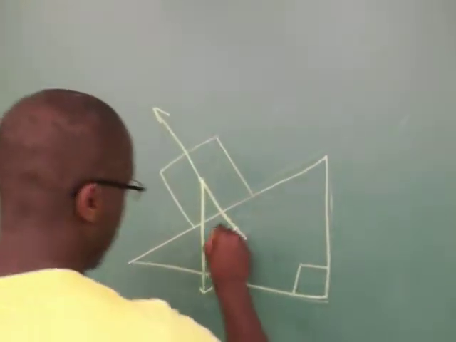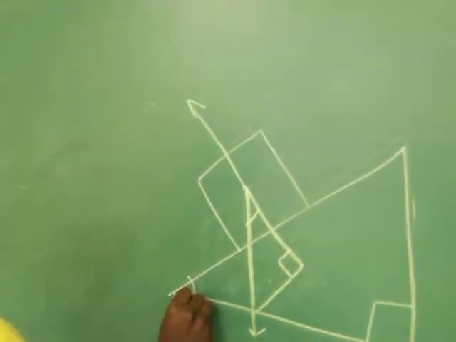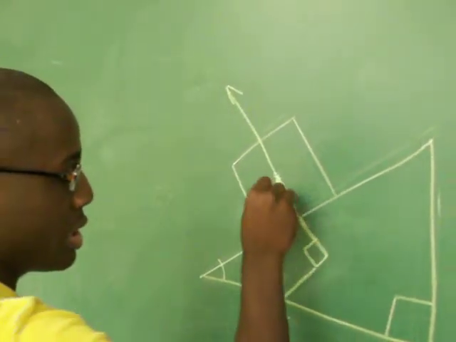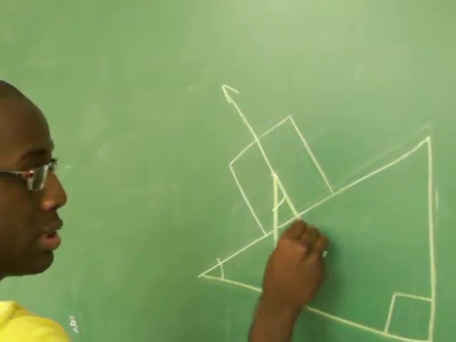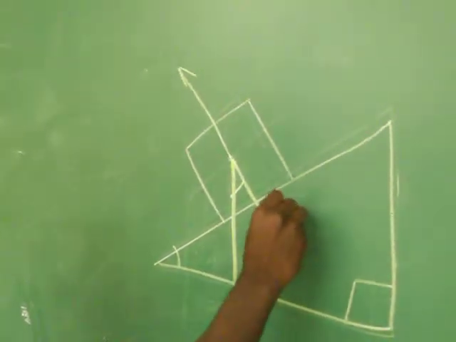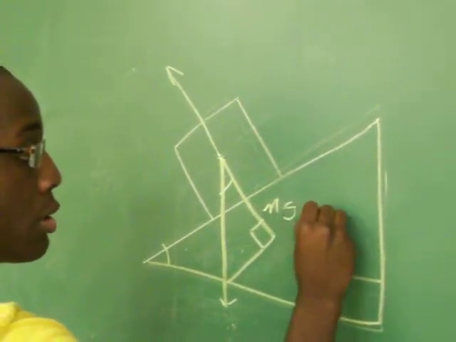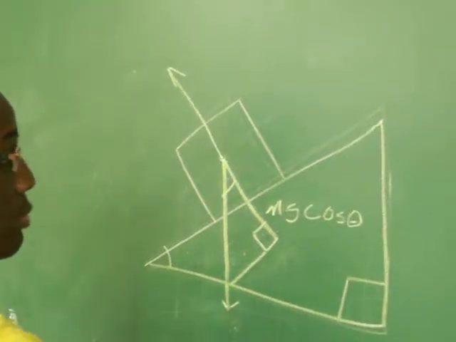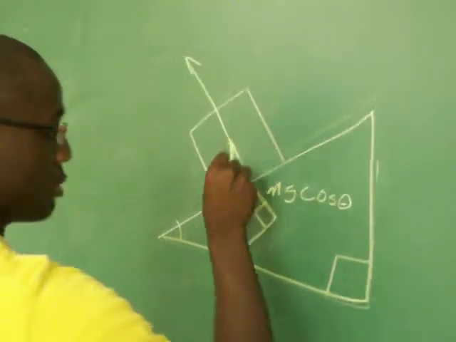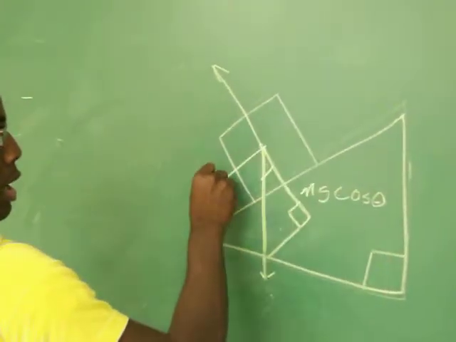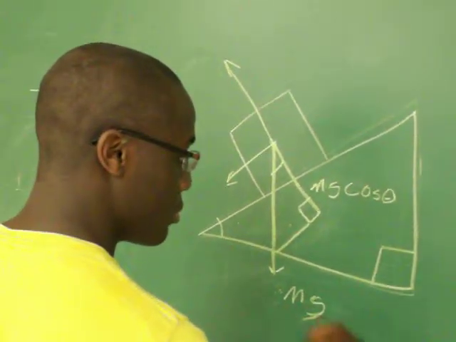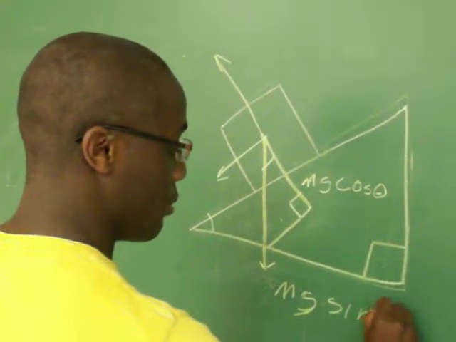Anyway, we'll make this angle 30 degrees. This angle is adjacent to this, so this is going to be cosine, and since this is going down, this is going to be our mg cosine theta of 30. Because this angle and this angle are the exact same thing, the force of gravity in the x direction is mg sine theta.